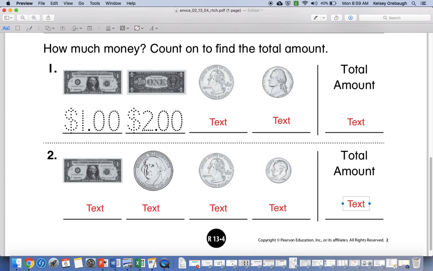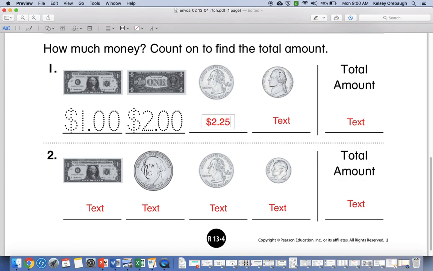Now we're going to add some coins. We're going to be adding some cents after the dollars. I will start by writing my dollar symbol again. I have $2 so far, and then I need my decimal point to represent the space between the dollars and the cents. Okay, now I have a quarter. How much is a quarter worth? A quarter is worth 25 cents. So $2 plus 25 cents is $2.25.